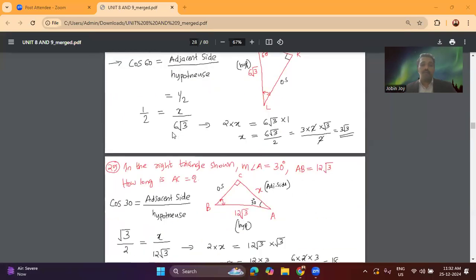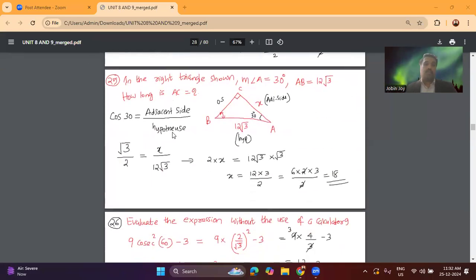Question number 25. In the triangle shown, angle A is 30 degrees. So this angle is 30 degrees. AB equals 12 root 3. This is AB. Here you can see this is the right angle triangle. The side opposite to the right angle is called hypotenuse. So that means AB is the hypotenuse, that means 12 root 3. 12 root 3 is the hypotenuse. How long is AC? You have to calculate AC.